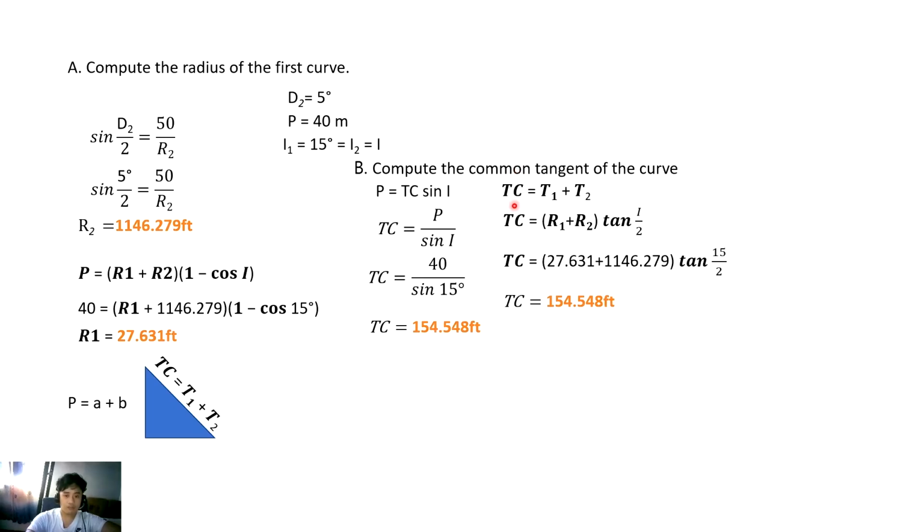Then, para naman dito sa isa pang formula, which is yung TC equals T1 plus T2. So, para makuha natin kasi yung T1, di ba, ang gamit natin ay R1 times tangent I1 over 2. Tapos sa T2 ay R2 tangent I2 over 2. Yun yung ginamit nating formula para sa compound kanina, if maalala nyo. So, ngayon, pinagsama ko na sila. So, R1 plus R2 times tangent I over 2. So, 27.631 plus 1,146.279. Tangent 15 over 2. So, ang TC natin ay 154.548 feet.